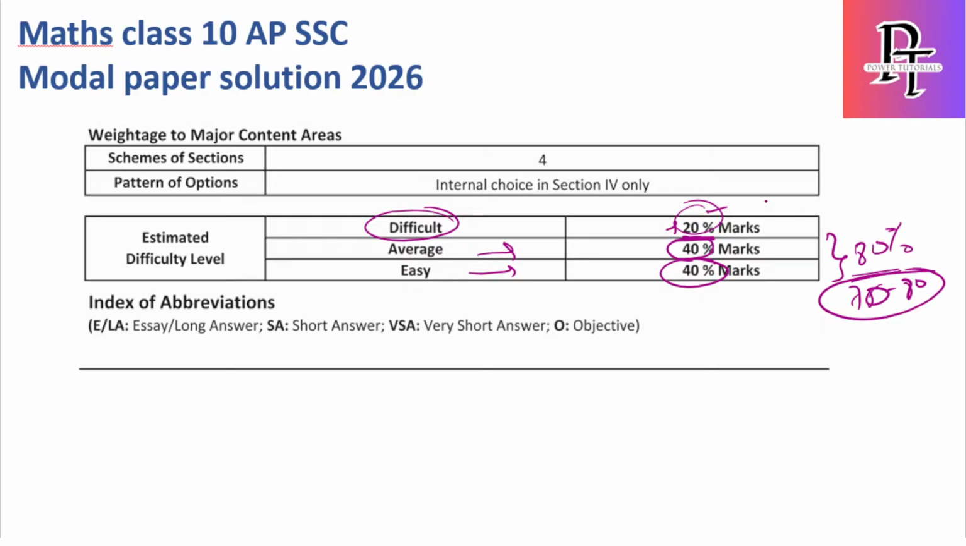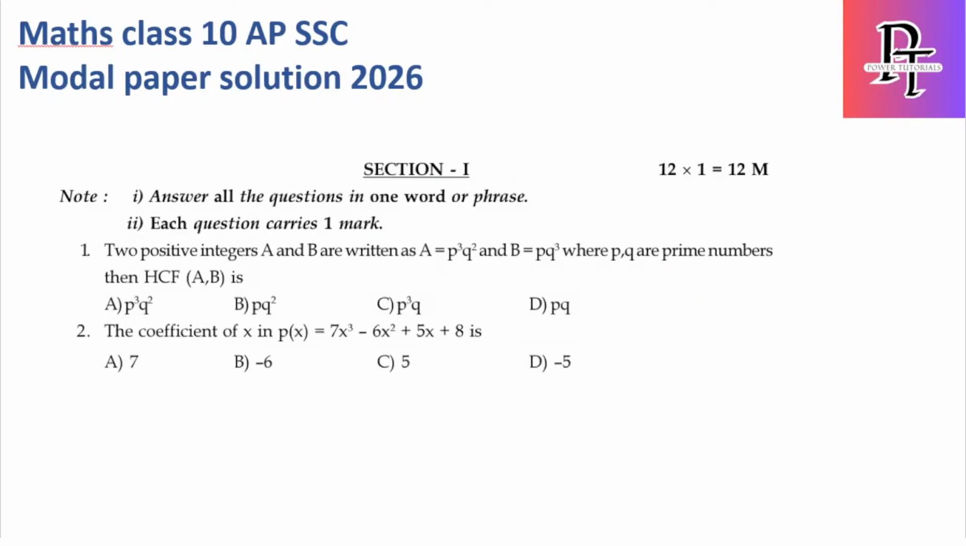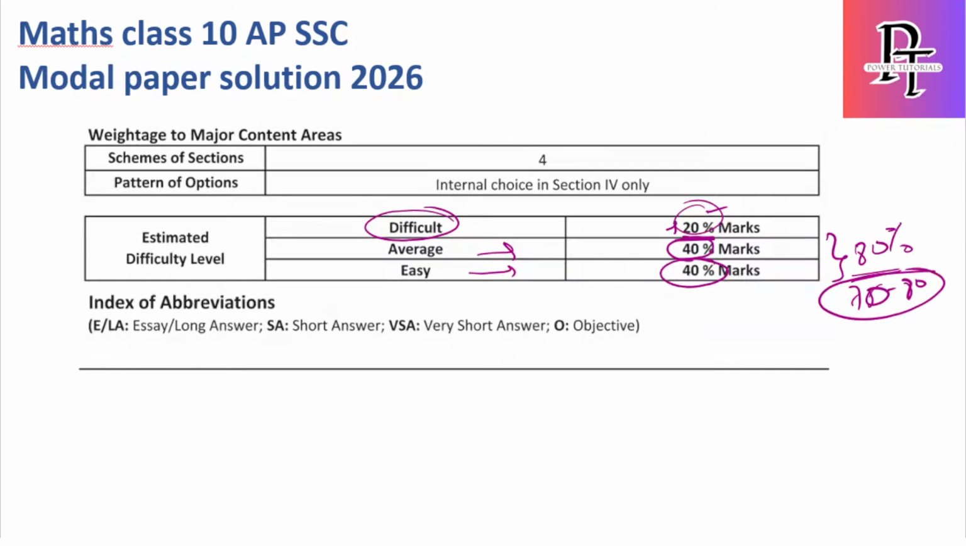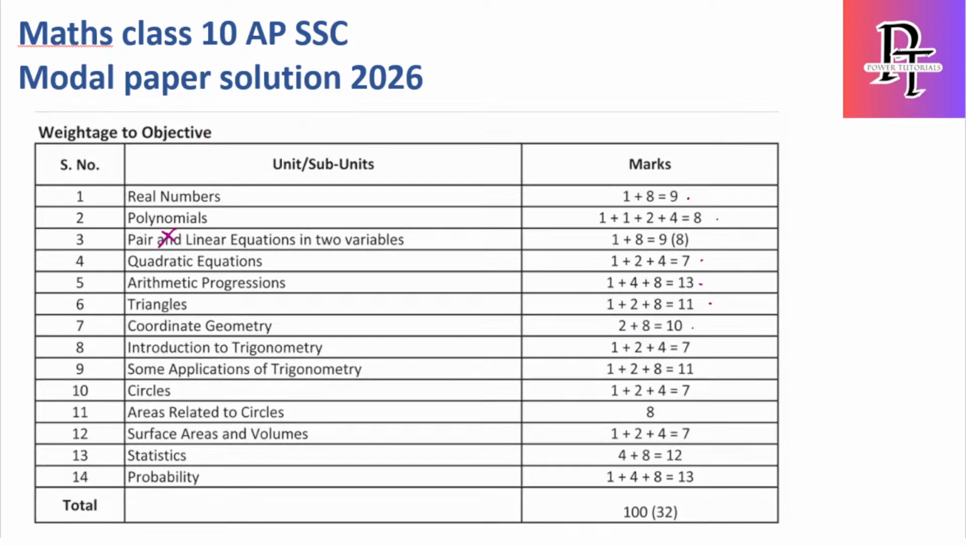In this paper I am going to solve all the questions, including the options, so it will definitely be good practice for your main board exam. The pattern is simple: we have Section A, B, C and D as well. I think A, B, C only. Yeah, just a minute.